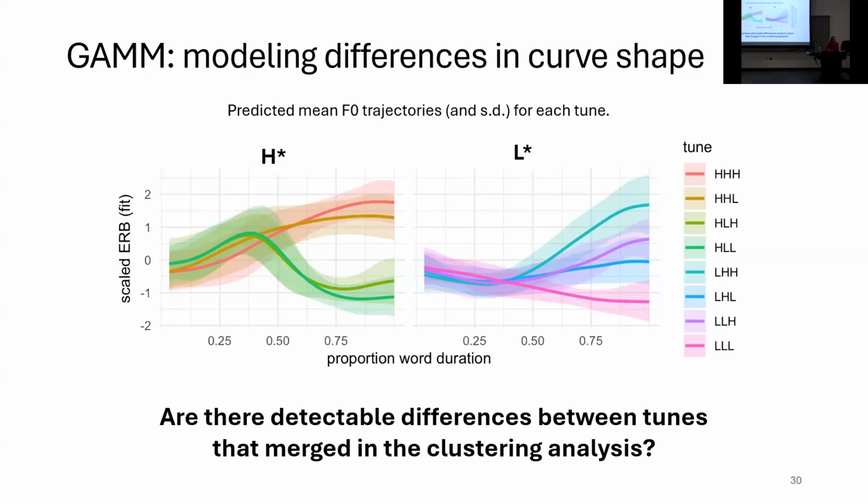And the tunes are grouped into 2 panels. On the left are the tunes that start out with the H pitch accent. On the right, the ones that start out with the low. And there are significant differences between tunes where there's no overlap in the shaded regions of these trajectories. But the shaded regions are really wide, which tells us that there's a high degree of variability in the imitations of any one of these 8 tunes, most notably for the tune pairs that clustered together. And next, we'll zoom in on the differences for these pairs.